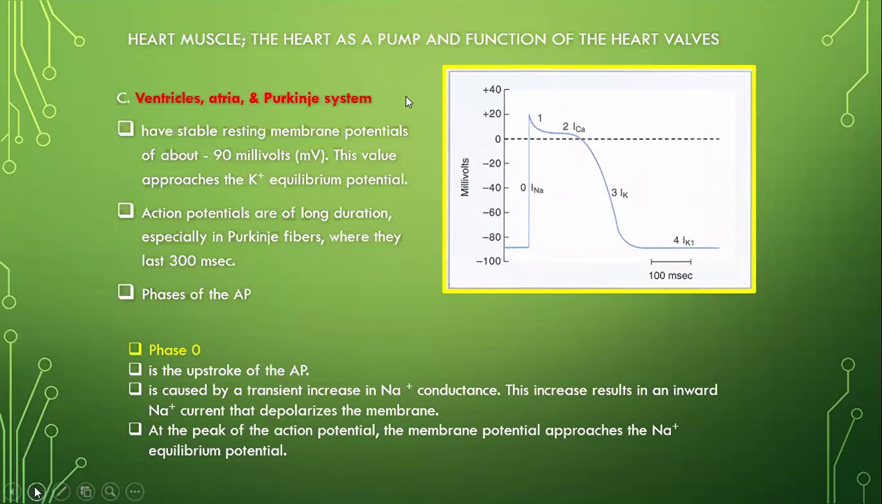The ventricles, atria, and Purkinje system have stable resting membrane potentials of about minus 90 millivolts. This value approaches the potassium equilibrium potential.